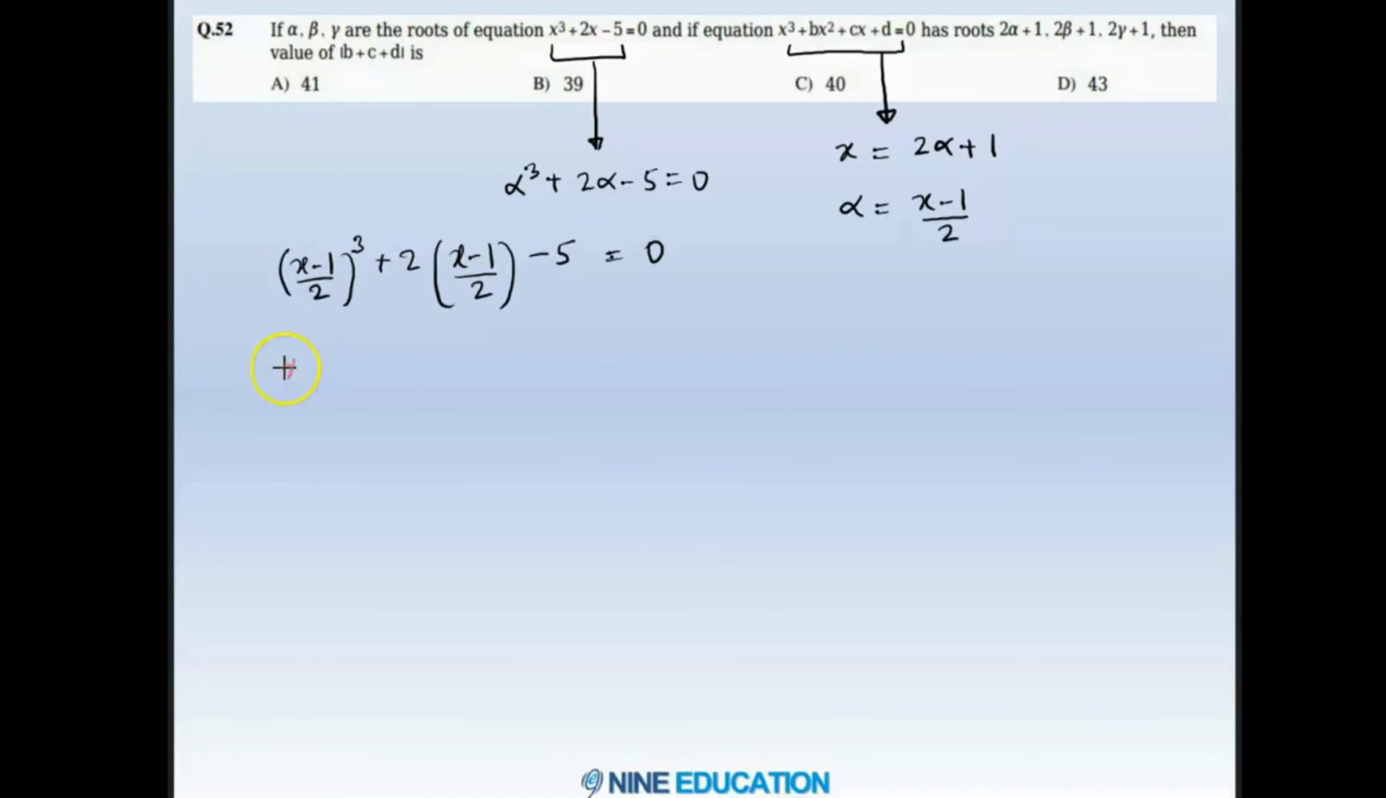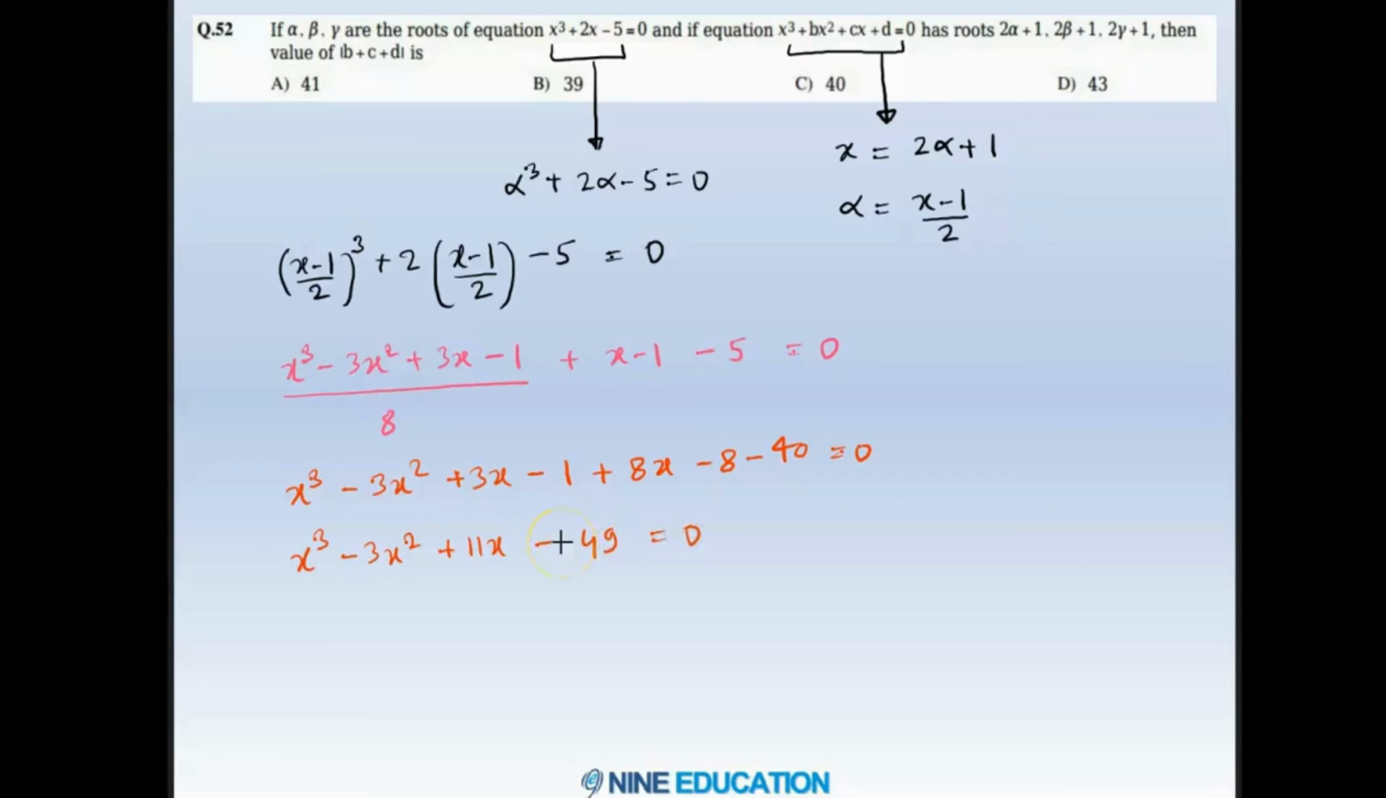If you observe (x − 1)³, it will be x³ − 3x² + 3x − 1, divided by 8, and here we have (x − 1) − 5 = 0. So let us take the LCM. It will be x³ − 3x² + 3x − 1 + 8x − 8 − 5 into 8. It should be 40 here at the end, that is equal to 0. So overall we are having x³ − 3x² + 11x − 49 = 0. This is the cubic equation we are getting.